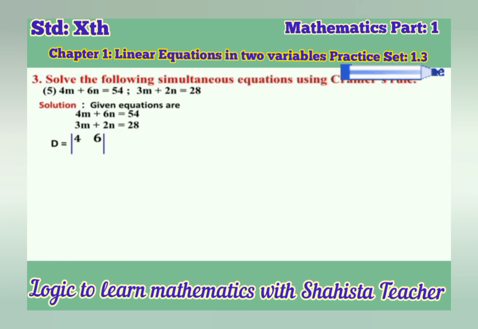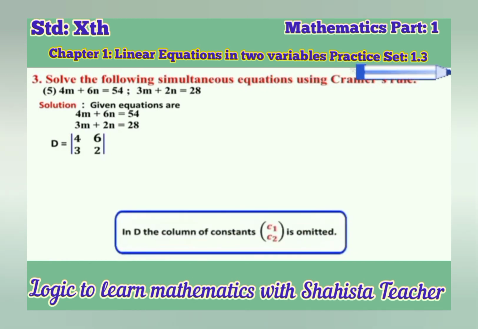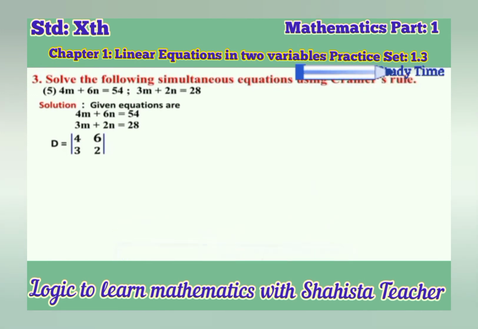Now here D is equal to 4 upon 3, 6 upon 2. In D, the column of constants, c1 upon c2, is omitted. So here 4 multiplied by 2 and 6 multiplied by 3. So 4 twos are 8 minus 6 threes are 18. So 18 minus 8 is 10, minus 10. Give here the greater number's sign. So minus 10. Is that clear?